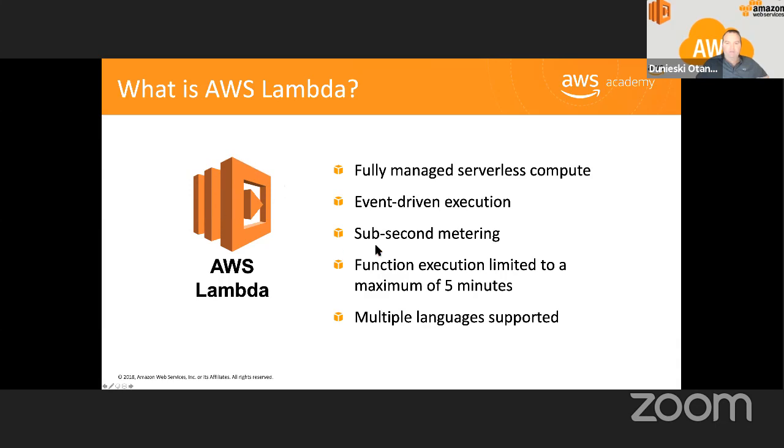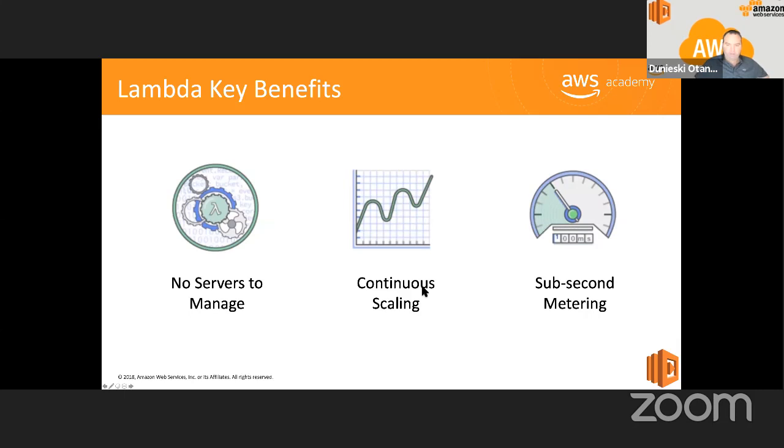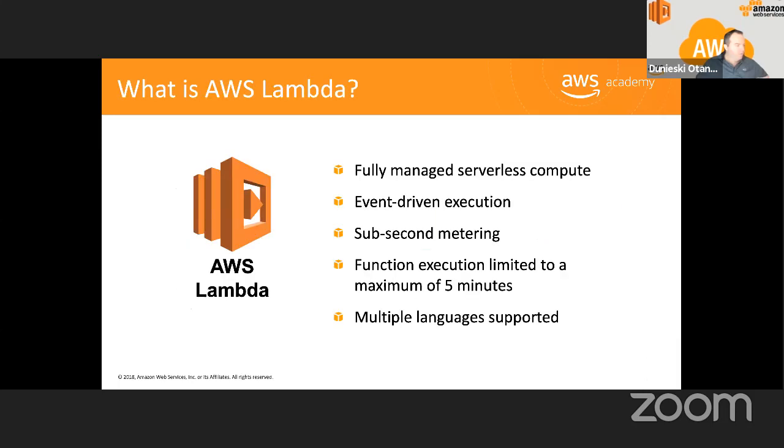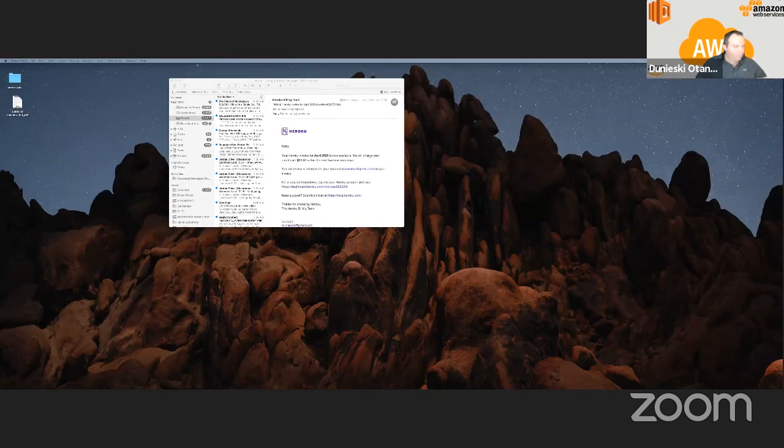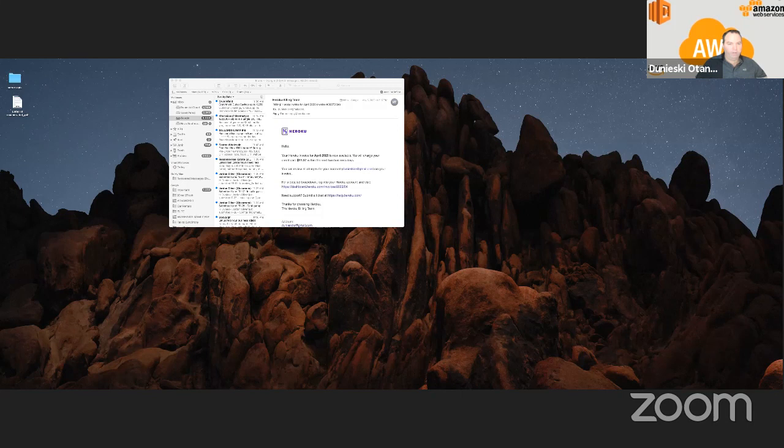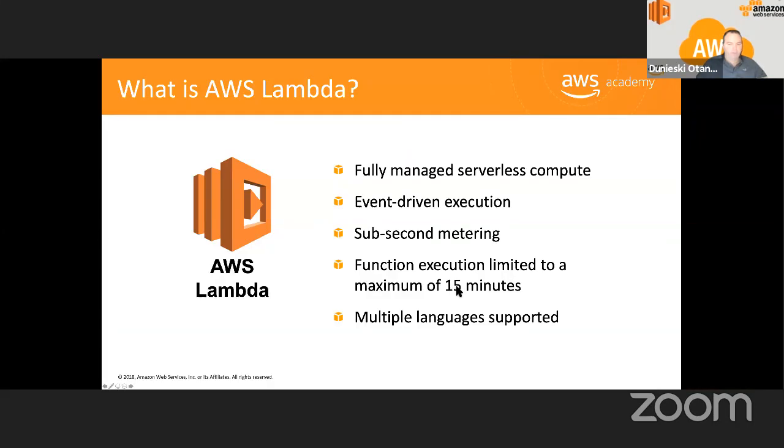Very important. It has sub-second metering. It's super fast, and the function execution is limited to a maximum of 15 minutes. Now, this is not correct in your slides. AWS increased this. That's why it's good to know things. The maximum execution time for this is 15 minutes.